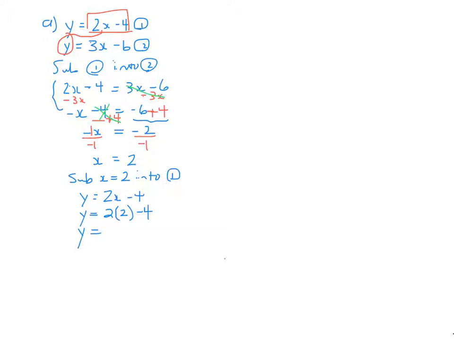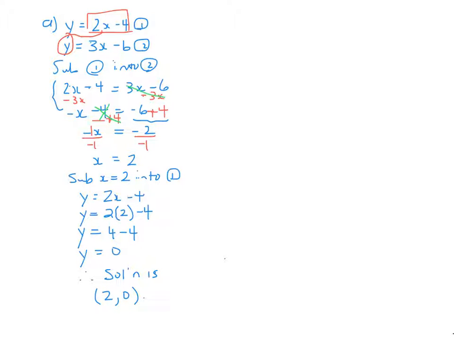At this point, we're going to calculate what y is equal to. 2 times 2 is 4. So we follow BEDMAS in its proper order. 2 times 2 is 4. Minus 4. 4 minus 4 equals 0. So therefore, our solution, or point of intersection, is, and we write it in ordered pair form, x comes before y in the alphabet, so 2 comes before the 0 in our solution.